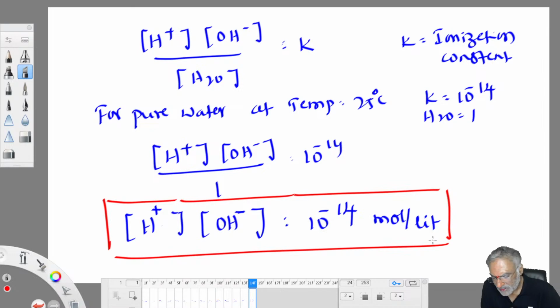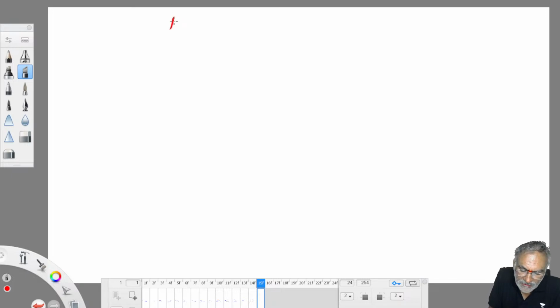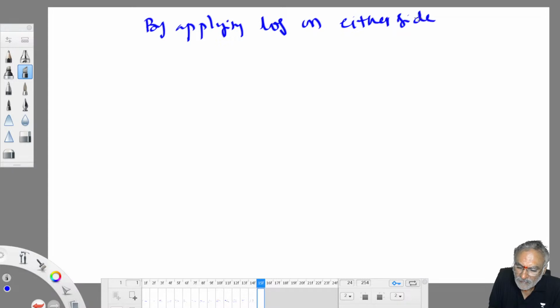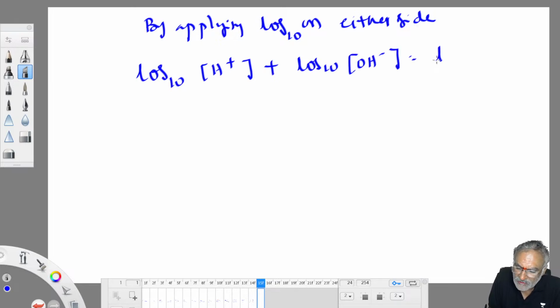This is one useful expression which you are supposed to know. Then this equation further you can simplify by applying log on either side. From there we got the expression for pH and pOH. By applying log 10 on either side, log 10 H plus plus log 10 OH minus is equal to log 10 10 power minus 14.